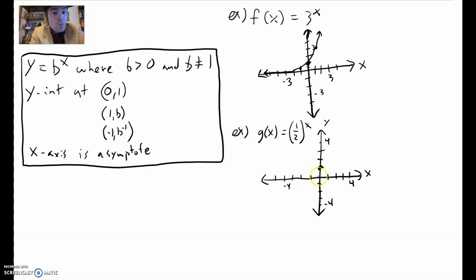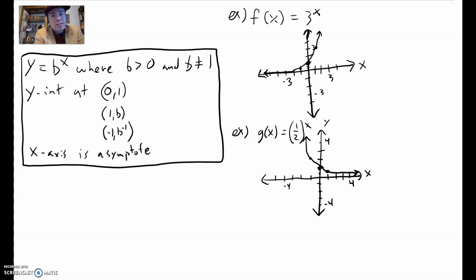And then we have the point 1, b. b is a half now, so a half will be right here. And then -1, b inverse, the reciprocal of b is 2. The reciprocal of 1/2 is 2, so we have -1, 2. That x-axis still is an asymptote, and so that comes down like this, and here's our graph. It looks just like the shape of the other graph, only it's facing the other direction.